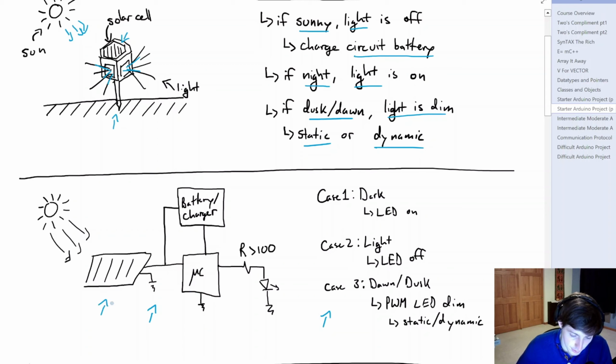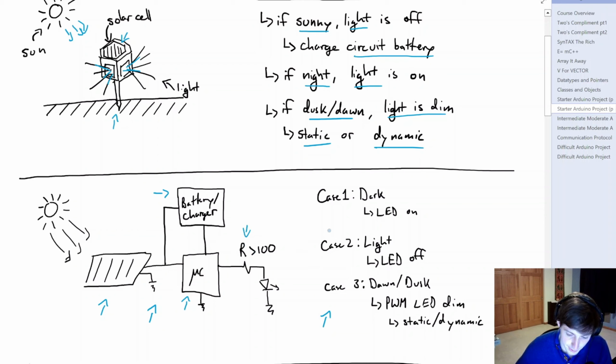So we have some solar cell, some microcontroller, some battery charger that we're not too concerned with, and then we decided for simplicity we're going to drive the LED with the microcontroller. We set some minimum resistance value such that we didn't exceed the output current limitations.